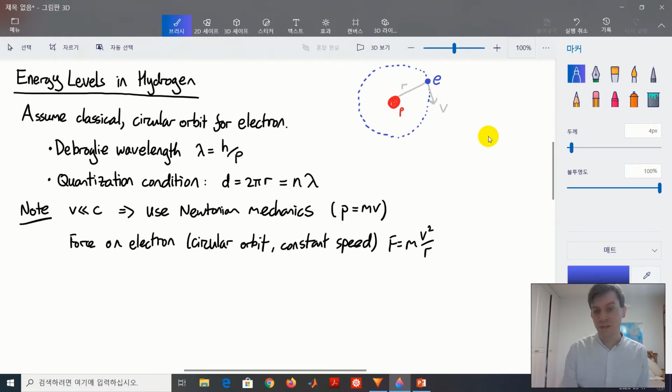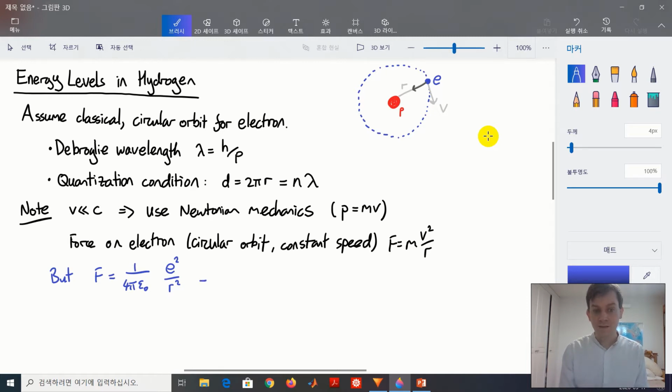Okay, so that sets up the problem, and now we can just proceed with the calculation. So the force on the electron here is electrostatic force, right? The proton is positively charged, the electron is negatively charged. So it's an electrical force, and we know the formula for the force. It's just a constant, 1 over 4 pi epsilon 0 times the product of the two charges. Well, in this case, both proton and electron have charges of equal magnitude e, divided by the distance between the two particles squared. Okay, so this is the law for electrostatic force here.